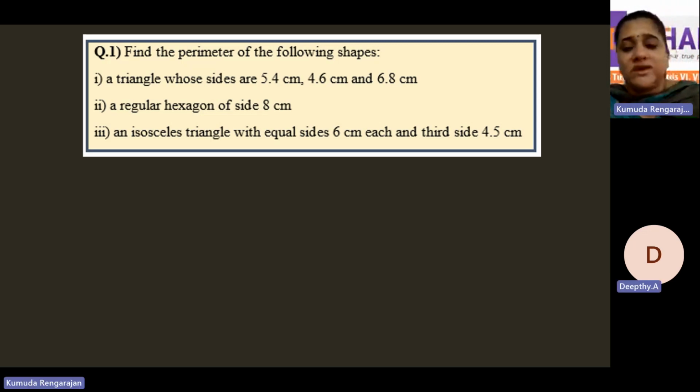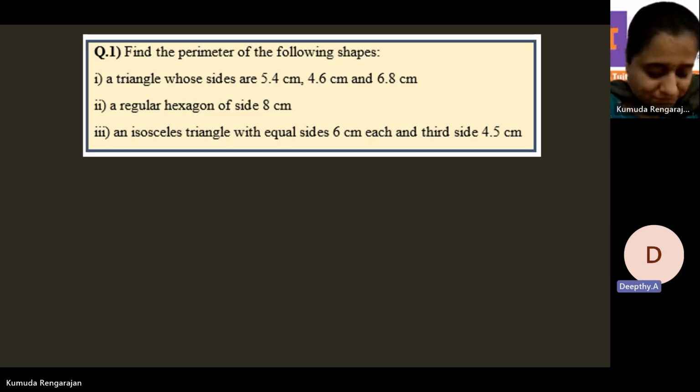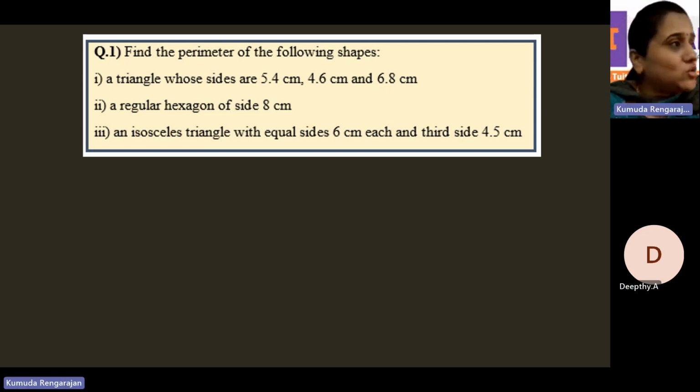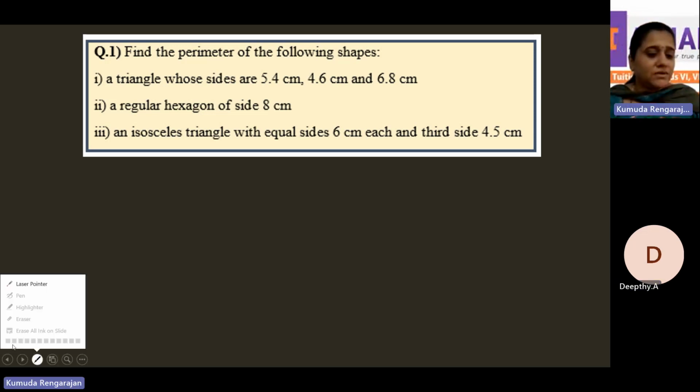Next one, perimeter of isosceles triangle. What do you mean by an isosceles triangle? Ma'am, 2 sides are equal and 1 side is unequal. Correct. A triangle in which any 2 sides are equal is called an isosceles triangle. Equal sides 6 centimeters each, and the third side is 4.5. So how do you find the perimeter? Ma'am, 6 plus 6 plus 4.5.